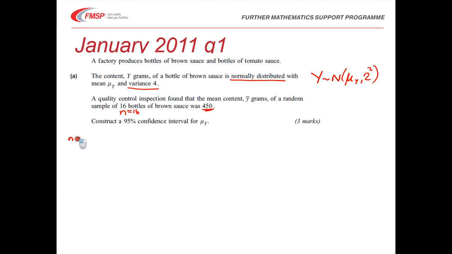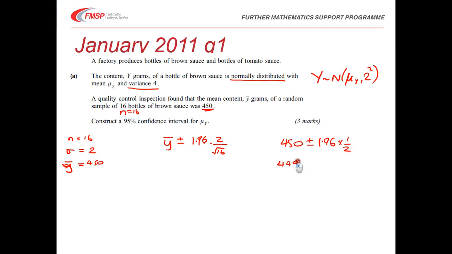We've got n equal to 16, sigma equal to 2, and x bar, or y bar as it would be in this case, equal to 450. So we can form our confidence interval. It's y bar plus or minus the critical value. Now it's normal, so that's 1.96, times 2 over root 16. That gives me 450 plus or minus 1.96 times a half, which is 449 all the way up to 451. So, 3 marks.